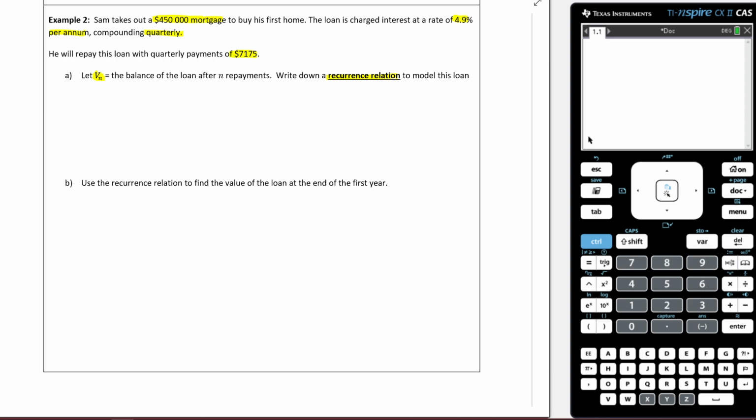All right, so what are we going to do here? Well, I'm going to say that V of 0, the initial amount of the loan, was $450,000. Then V of n plus 1 is going to be equal to, now I need to figure out what the R value is going to be. So it's going to be 1 plus, my R is going to be 4.9. I'm going to divide it by my compounding period, which is quarterly, so I divide it by 4 and then divide the whole thing by 100.